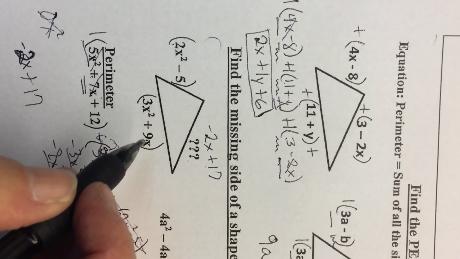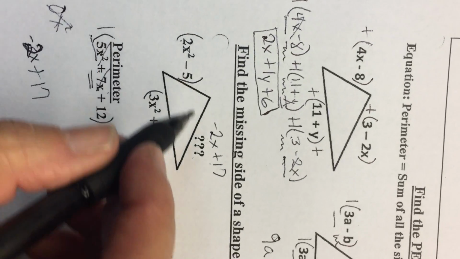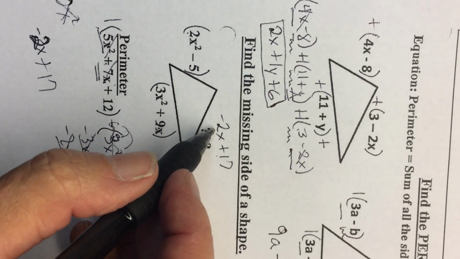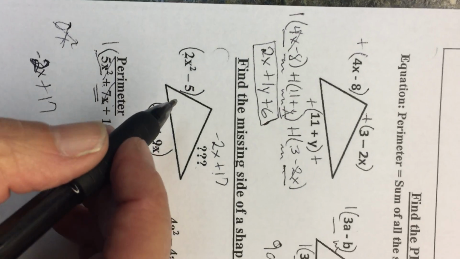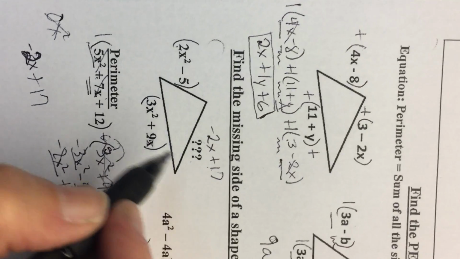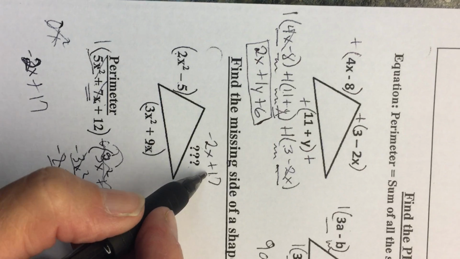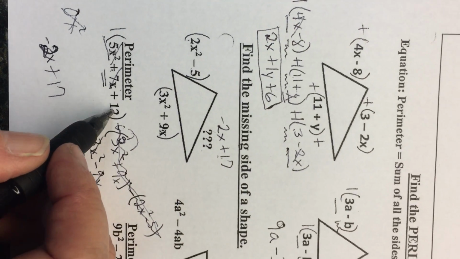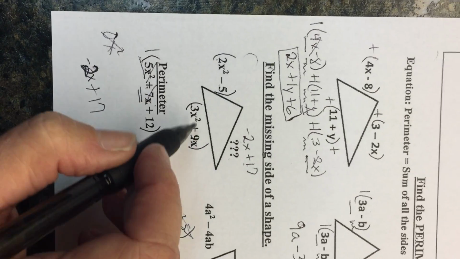And I'm going to do my x's. So here's 9x, no x's, here's 2x. So 9 minus 2 is 7x. And then I have a -5 plus 17, and no plain numbers down here. So -5 plus 17 is +12. And there's that third piece. So it does match. If I add all 3 pieces up, it does equal my perimeter.